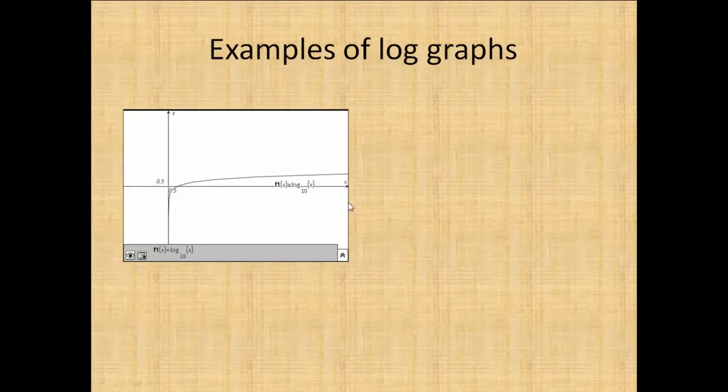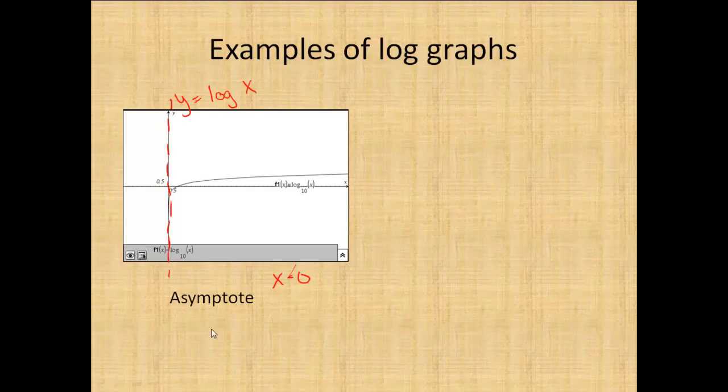Alright, example of some log graphs. This first one right here is just your very basic log of x. So this would be base 10. A couple of things that you want to notice is that we have an asymptote. We have a vertical asymptote right here at the line x equals 0.